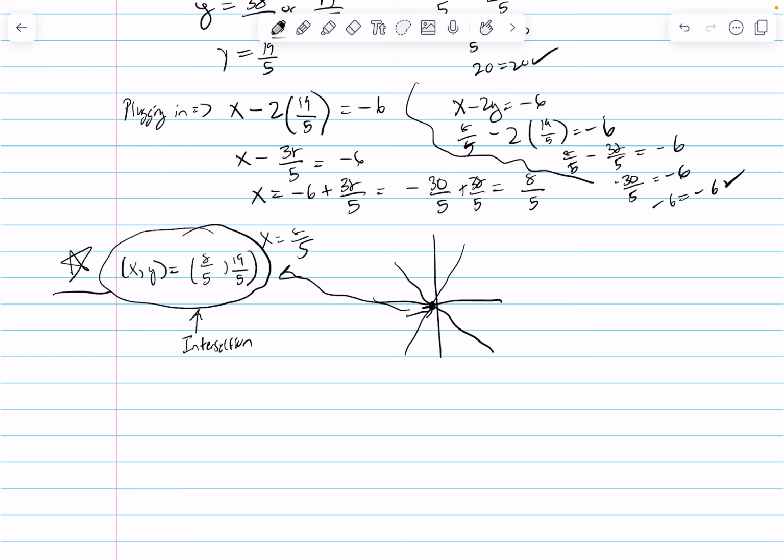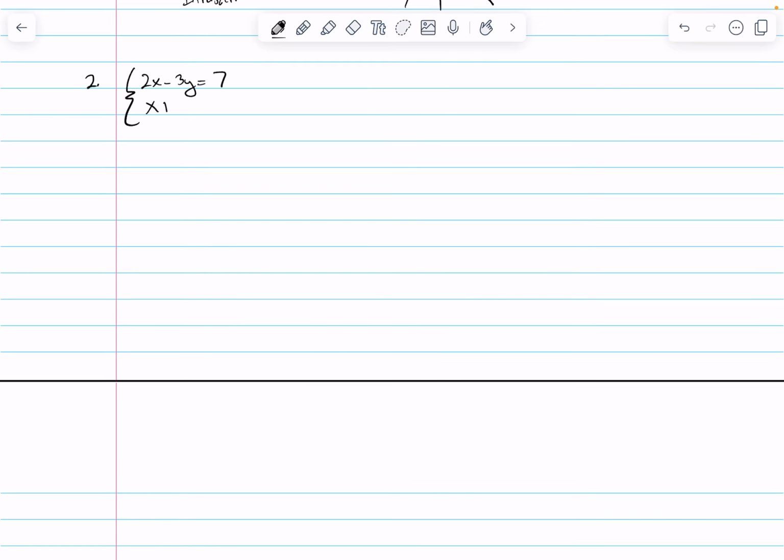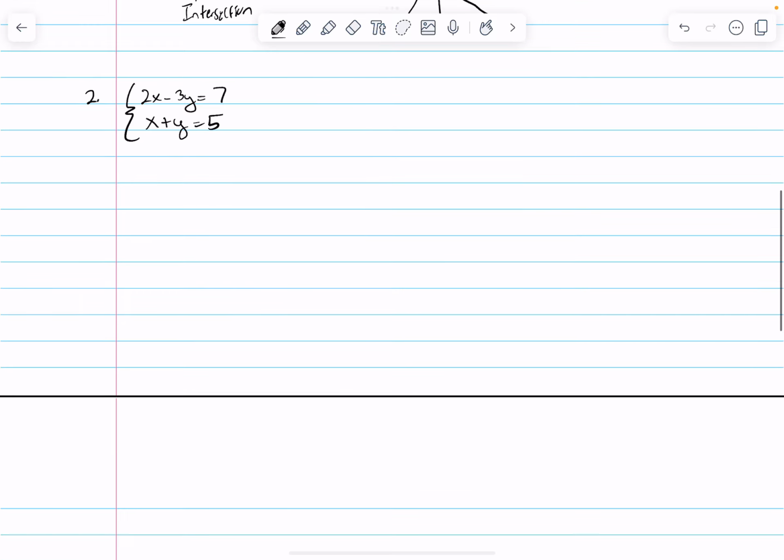So let's do a second one using the substitution method. We'll do a new problem. So let's do it like this: 2x minus 3y is equal to 7, and x plus y is equal to 5. Let's label our equations.